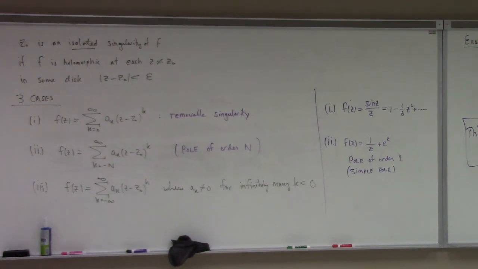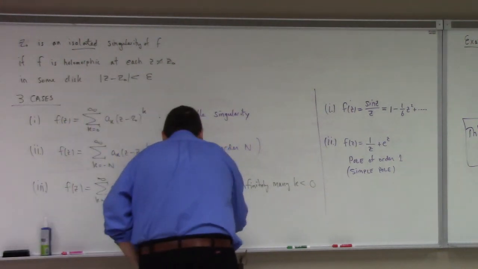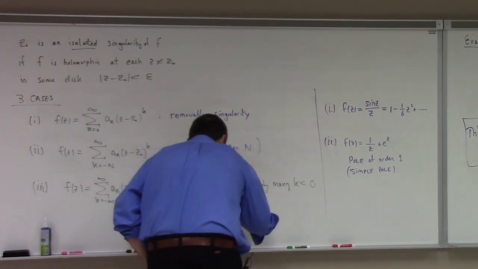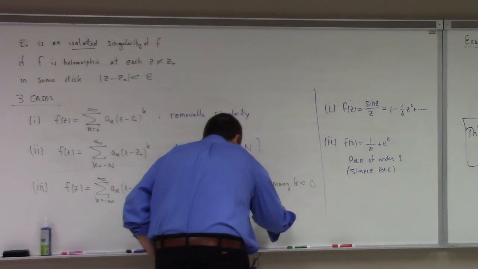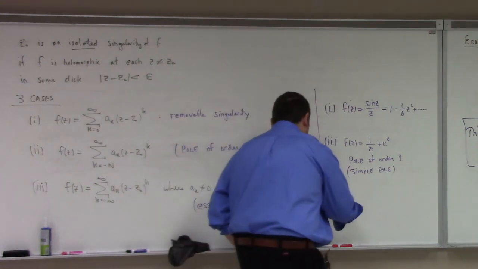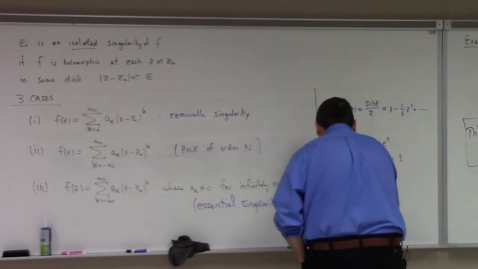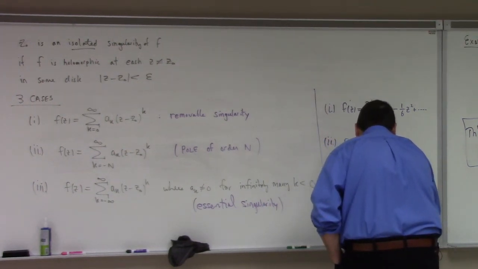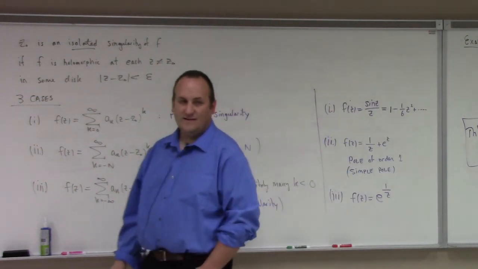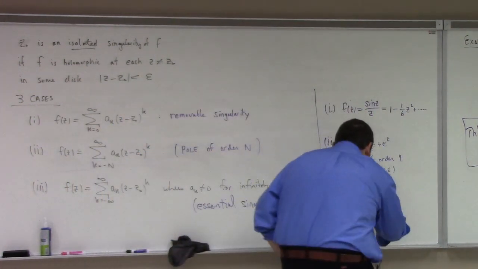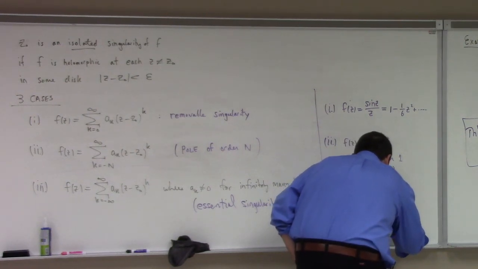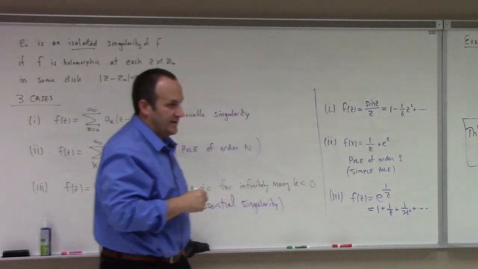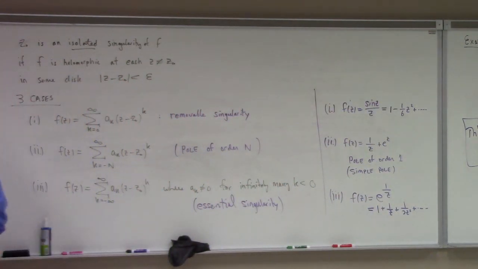On the other hand, part number three is a so-called essential singularity. These are unpleasant, and weird things are true about them. So e to the 1 over z has an essential singularity at 0. If you look at the power series expansion, you've got 1 plus 1 over z plus 1 over 2z squared plus da da da. There are infinitely many reciprocal terms in that. This is an essential singularity.